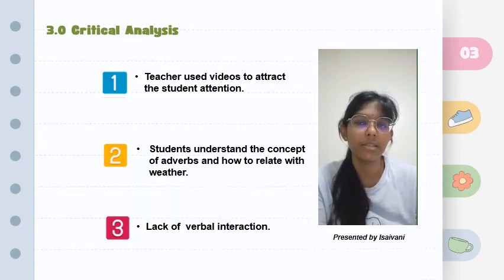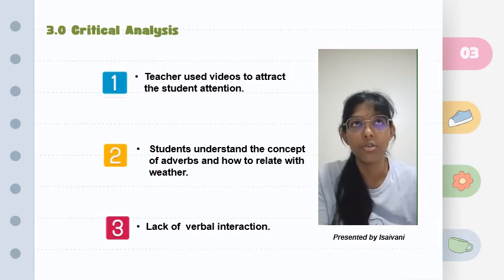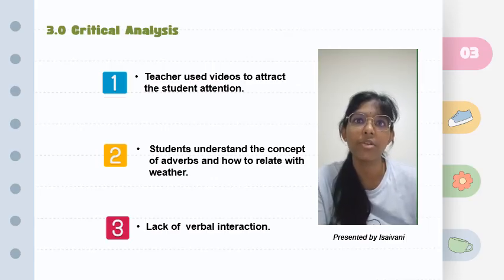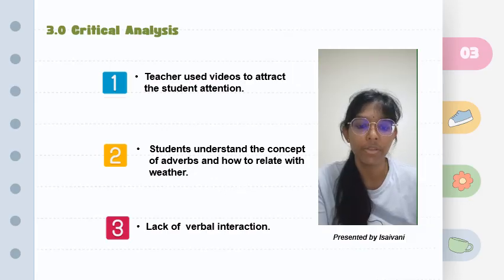Okay, for critical analysis, for number 1, teacher uses videos to attract the students' attention. So we use 3 videos that show 3 types of rain situation. The first video was rain pouring heavily, and the second video is about rain pouring lightly. The third video is rain pouring drizzly. So we use visual aids for students, because we feel that by using this visual, students can understand the concept of the rain better.